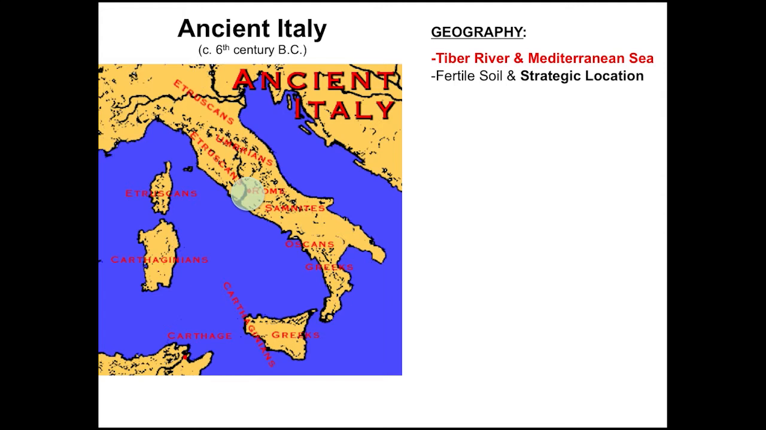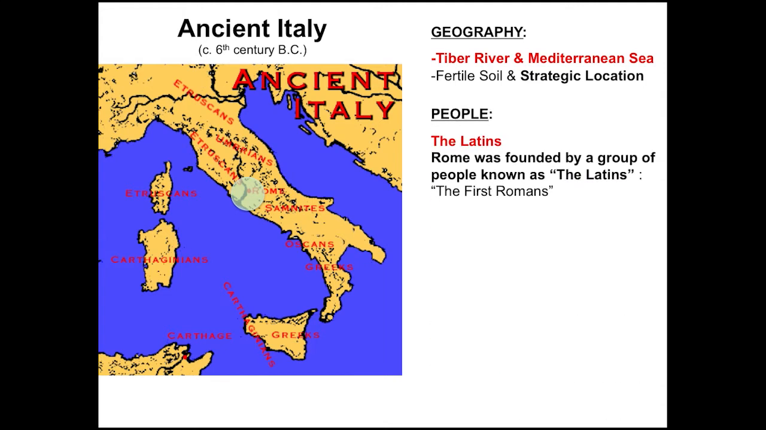So unlike ancient Greece, which was rocky and rugged and very hard to move between the city-states, Italy was a lot flatter and had a lot more fertile soil, great for growing crops like wheat. And being in the center of the Mediterranean, that was very important. The very first people who lived in the city of Rome were a group of people called the Latins. And that's the group that founded Rome. They're known as the first Romans. The language that the Romans would speak is Latin.